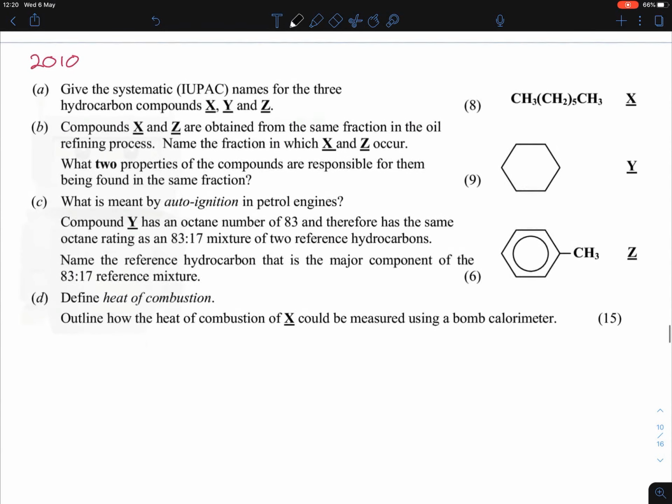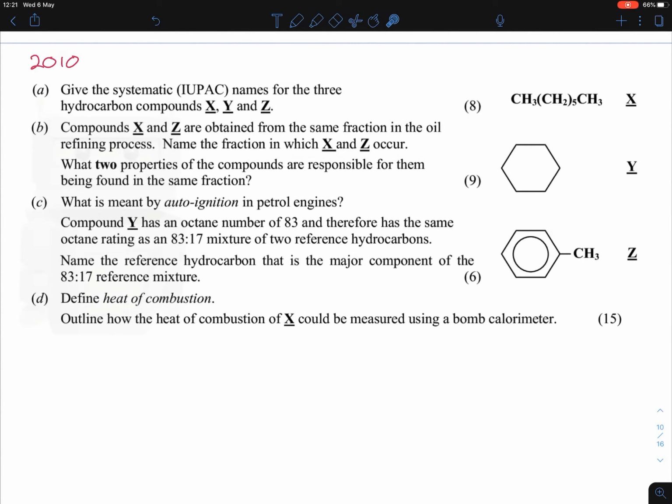Hello everybody, so look, we're on part 3 now of our bite-sized chemistry for fuels and heats, the octane number and the processes. So we're going to look at two more questions for this one, starting off with 2010. So let's get started. Part A.